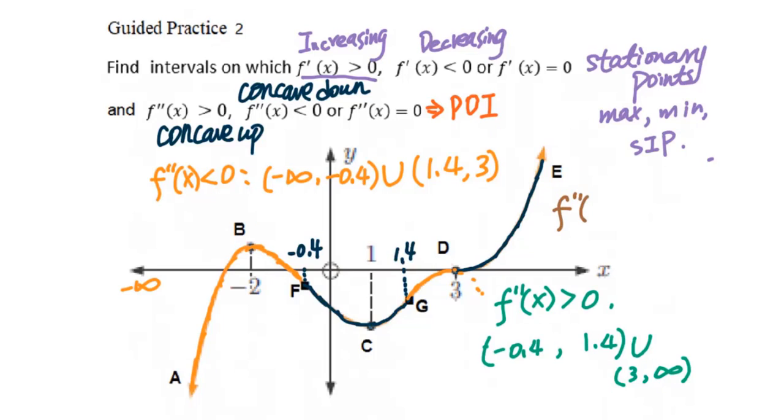For the second derivative equal to 0, we need a point of inflection. We know at this 3, that's a stationary inflection point. And for this G and also the F, these 2 points are basically the connection between the different concavity. So besides x equals 3, we have negative 0.4 and 1.4. These two are non-stationary inflection points. For 3, it is a stationary inflection point.